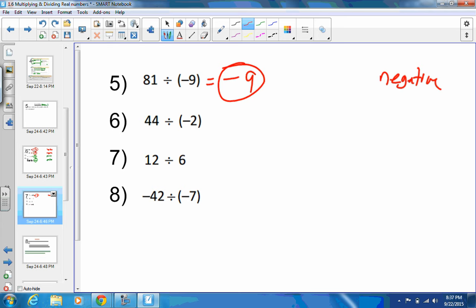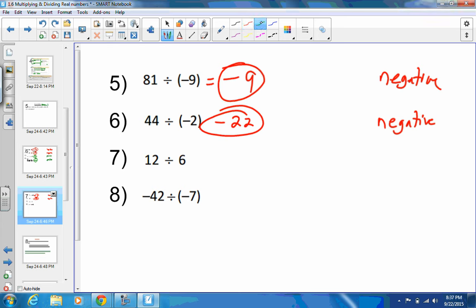All right, 44 divided by negative 2. Again, one of each, so it's a negative result. So negative 44 divided by 2 would be 22.